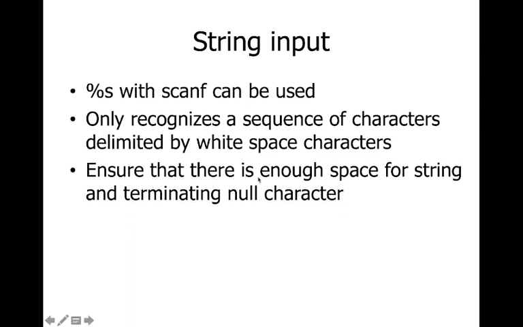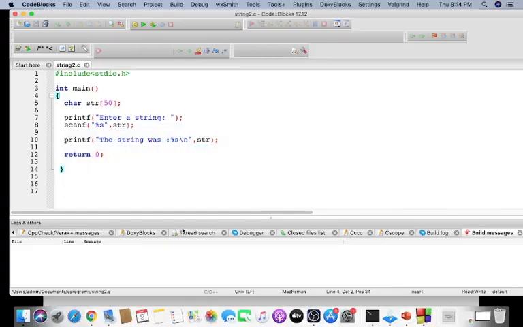So ensure that there is enough space for the string and also the terminating null character should be there. Whenever you want to enter something, you should ensure that there is enough space for that string and also for that null character, backslash zero. So this is a thing, printf percentage. We will see this later. Before that, we will go to the input example.